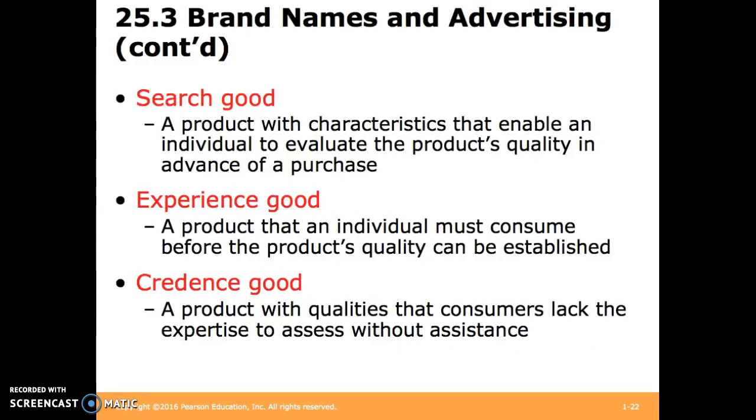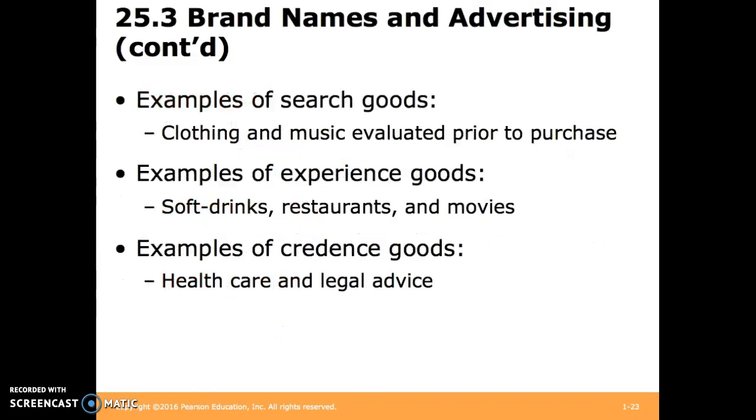A search good is a product with characteristics that enable an individual to evaluate the product's quality in advance of a purchase. Experience goods are products that an individual must consume before the product's quality can be established. And credence goods are a product with qualities that consumers lack the expertise to assess without assistance. Examples of search goods would be something like clothing and music evaluated prior to the purchase. Examples of experience goods would be different foods, soft drinks, restaurants, movies, vacations. And examples of credence goods would be healthcare or legal advice.